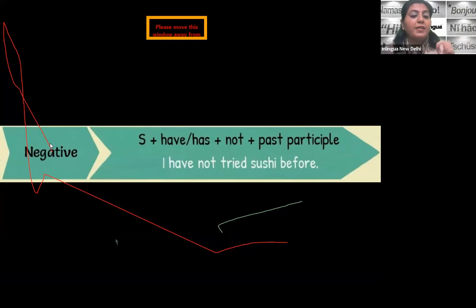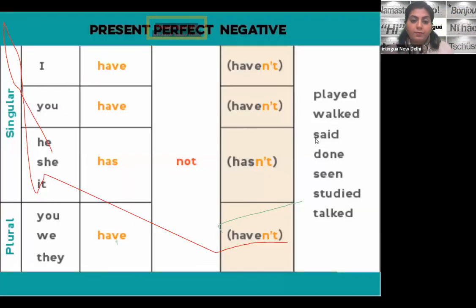Let's come quickly to the negative sentences. Now here, the negative is the word not in between the helping verb and the third form of the verb. I have not tried sushi before. In this example, I have tried sushi before is a positive statement. I have not tried sushi before is a negative statement. Okay. Have not becomes haven't. Has not becomes hasn't.